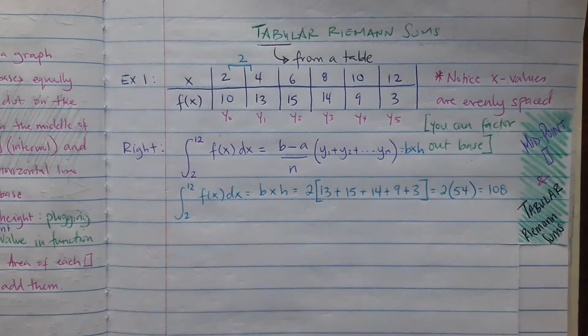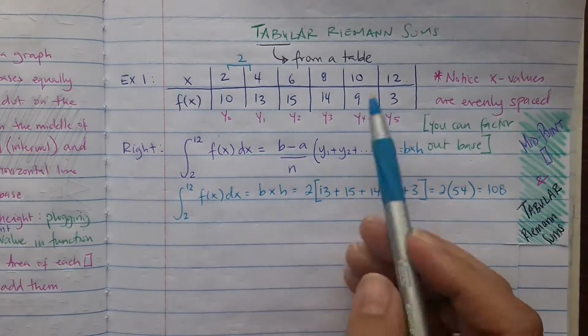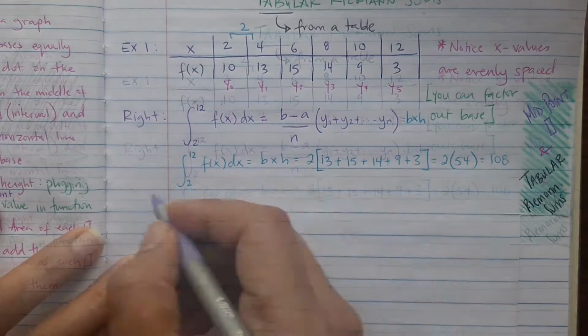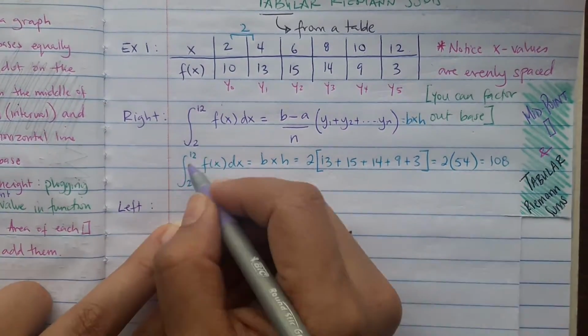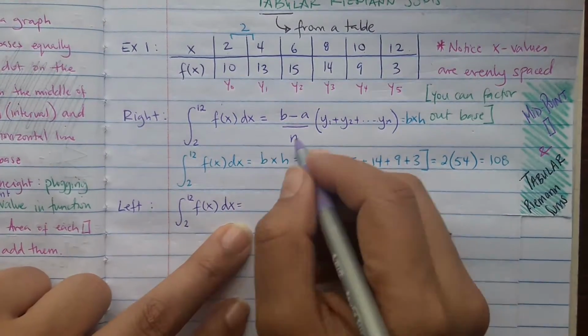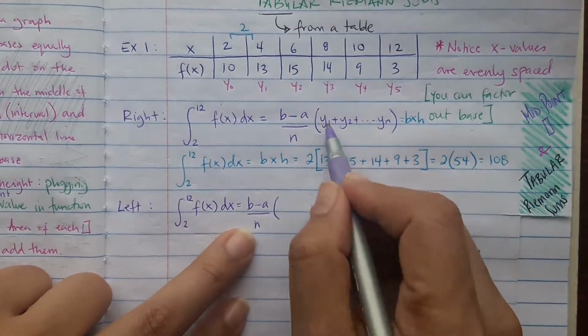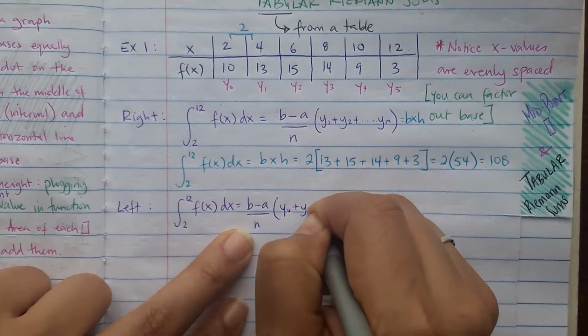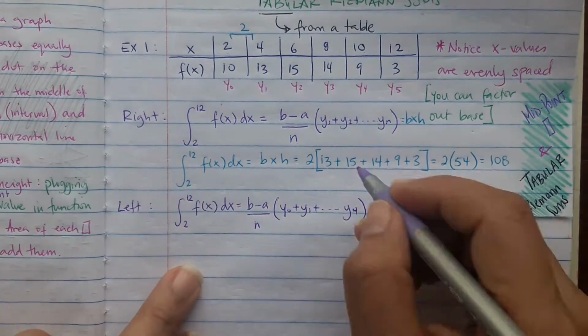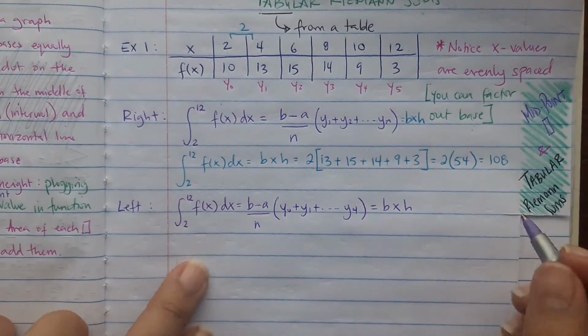If we were to use the formula to find the base, it'll be b minus a, which would be 12 minus 2, which is 10, divided by the number of rectangles, which is 5, which would still give us 2. 10 divided by 5 is 2. So from the left, it's the same thing, the base times the height of each one, only we start all the way at the left, so y0, but we do not do the last one. So we do not do y5 because it's from the left.